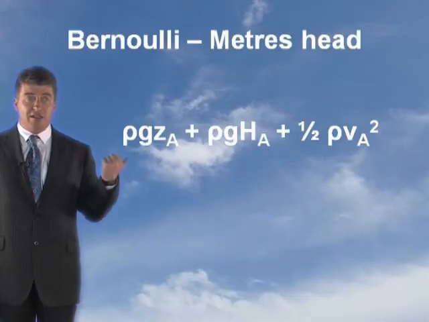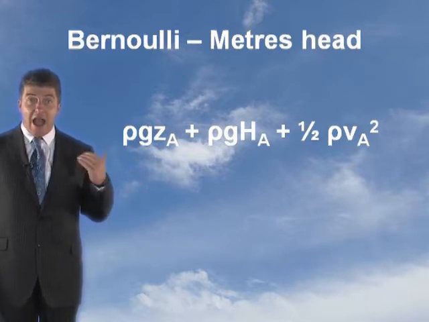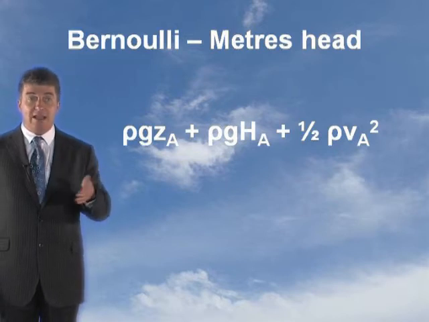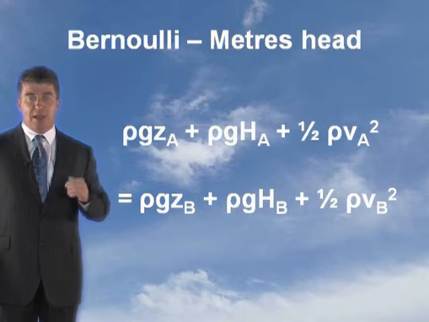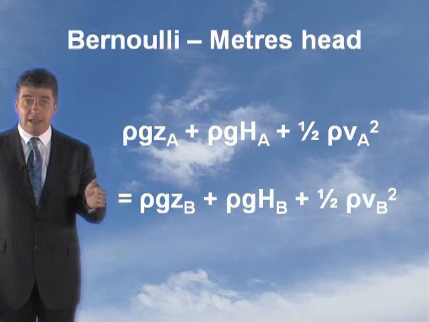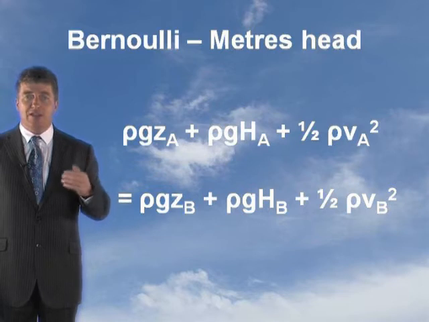Now, if it's in metre head, this is the formula you need to pick up. If it's quoted in metre head, the first thing you get is rho GZA. This is the metre head pressure at A, plus rho GHA plus half rho VA squared equals rho GZB. In other words, the pressure energy in metres head at point B plus rho GHB plus half rho VB squared. Do you understand? There's only one thing that's changed in all three, depending on pascals, bar, metre head.